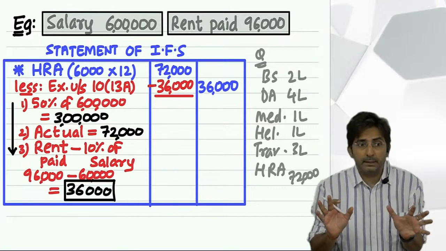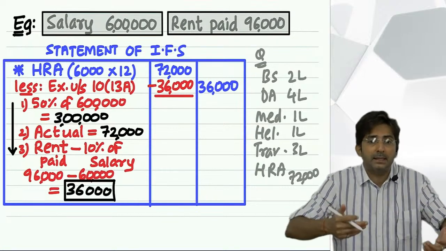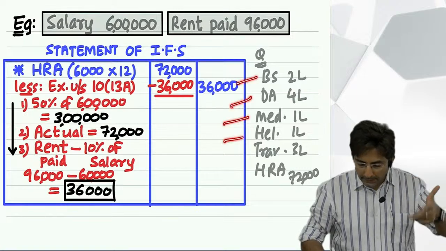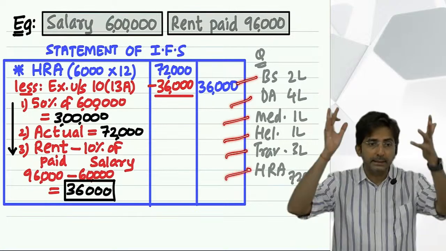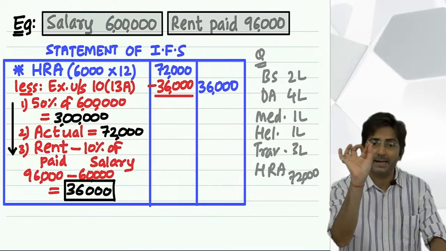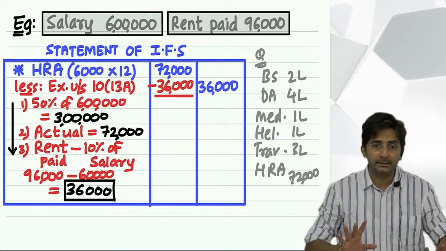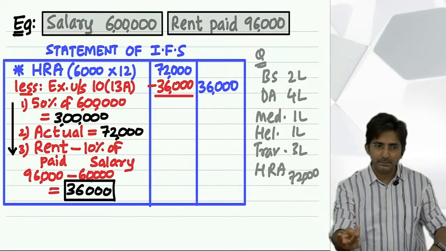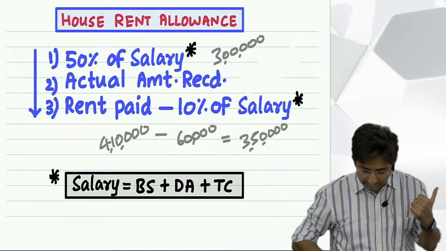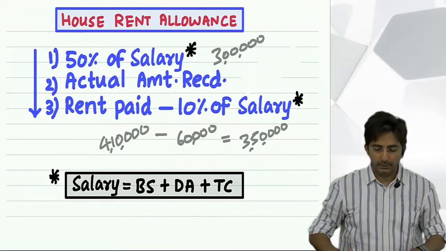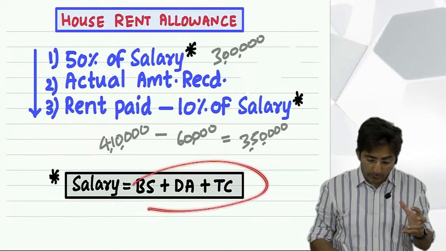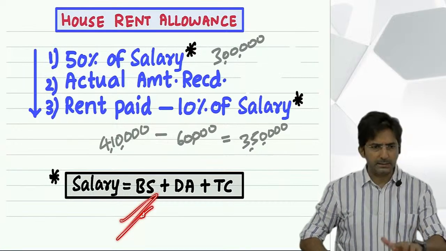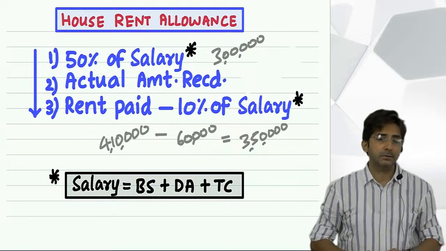Reason I will tell you, have patience. Right now just realize one thing, that as an employee you get so many things in salary. Like this employee is getting basic, DA, medical, helper, traveling, HRA, and everything comes in his monthly salary check. But in the formula, you will not take so many things. You will take only three things. Which three things? Basic salary, dearness allowance and turnover commission. I have a reason for why you take only these three things. But first let me explain what is basic salary and what is dearness allowance.